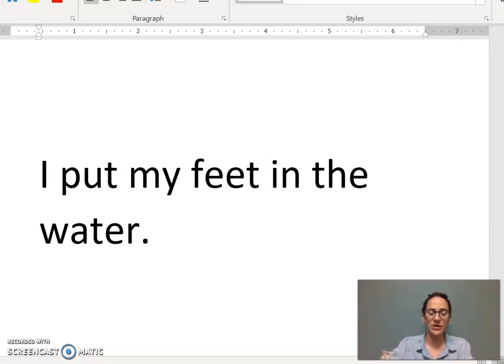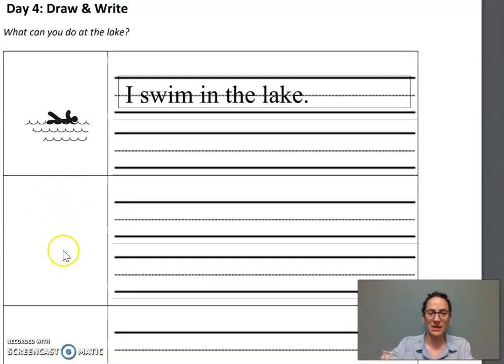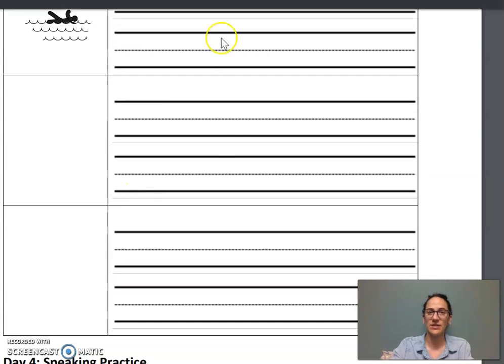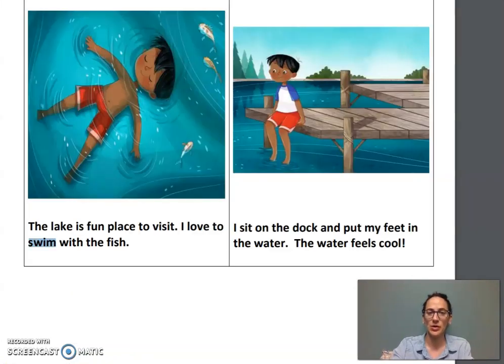Good. And now I can draw a picture. That's me and my feet are in the water. But there's more space and lots of things we can do. Let's go to our book and find more.